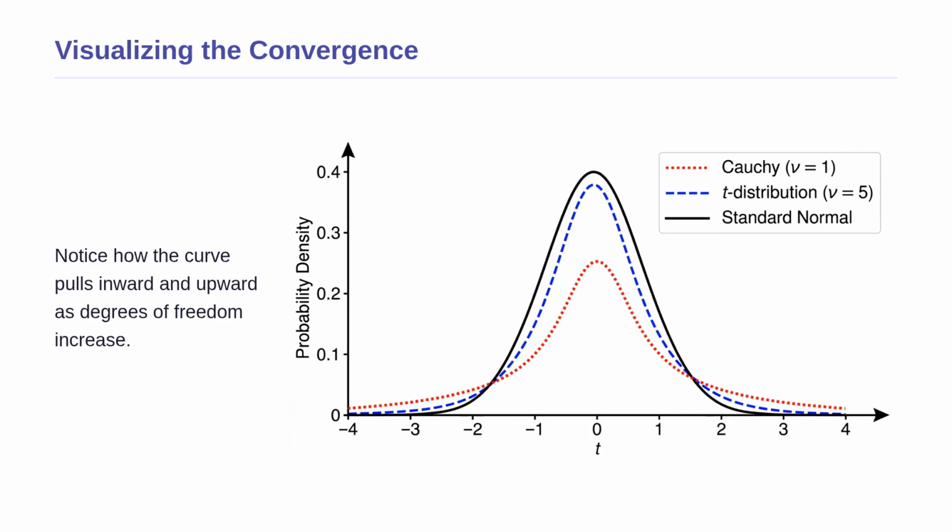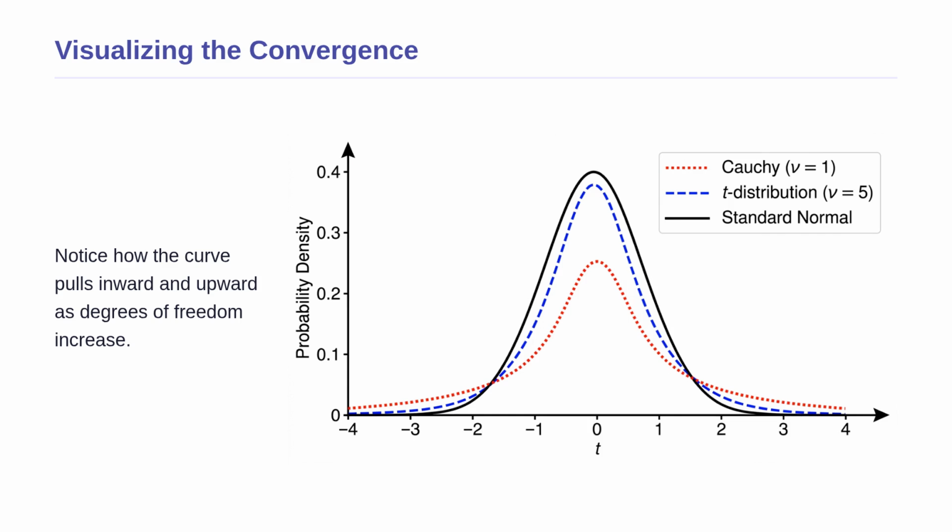To truly understand this, let us look at a visual representation. In this graph, the horizontal axis represents the t-value, and the vertical axis represents the probability density. Look at the red dotted line at the bottom.